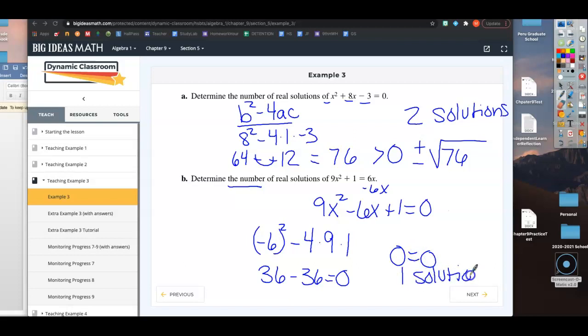Since my answer is 0 and 0 is equal to 0, I will have one solution. And again, if we think about this, I'm taking the square root of 0. So I'm only going to have one solution because there is not a negative 0. I'm just going to get the positive of it. So that makes sense why I would only get one solution.